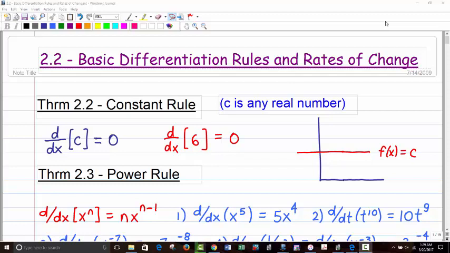This video is basic differentiation, rules, and rates of change. So we saw the previous section showed the limit definition for finding the derivative. Fortunately, some rules were developed for more complicated situations, so we don't have to always use that. So let's see what we have here.